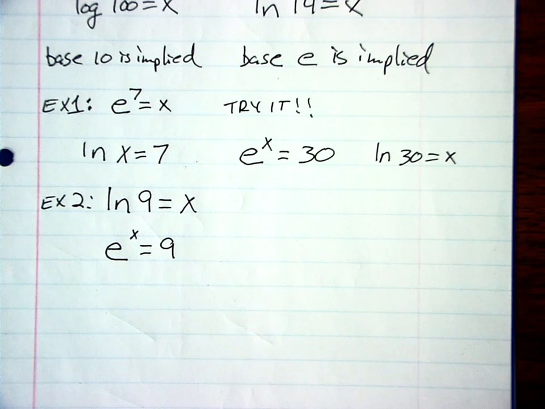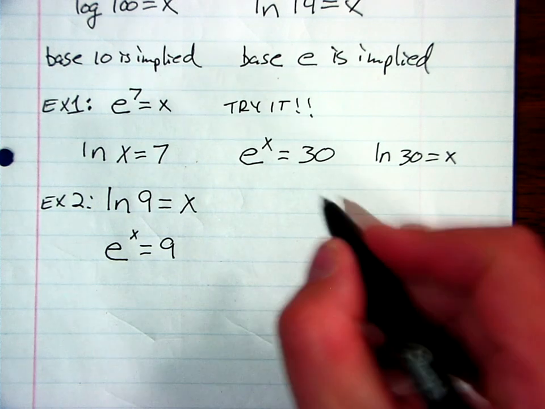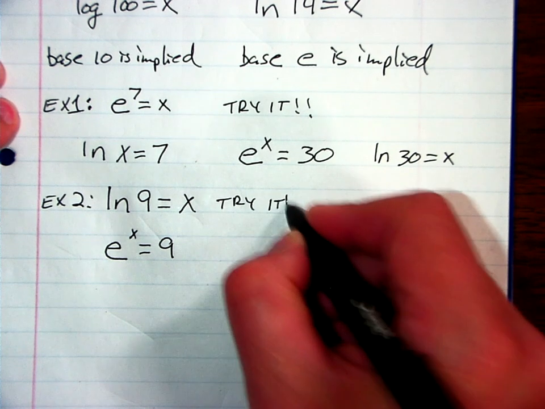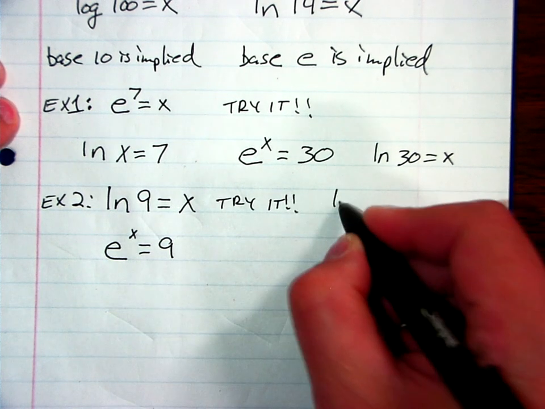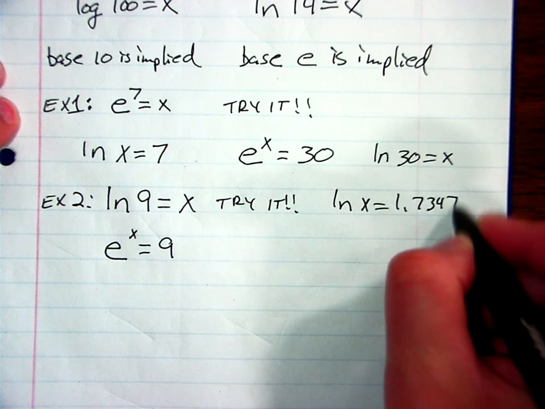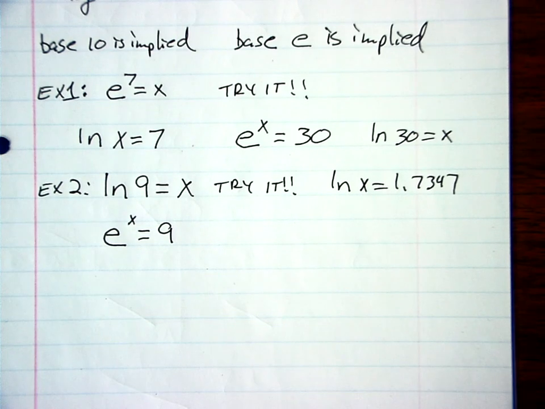All right, let's try the try it. ln x equals 1.7347.